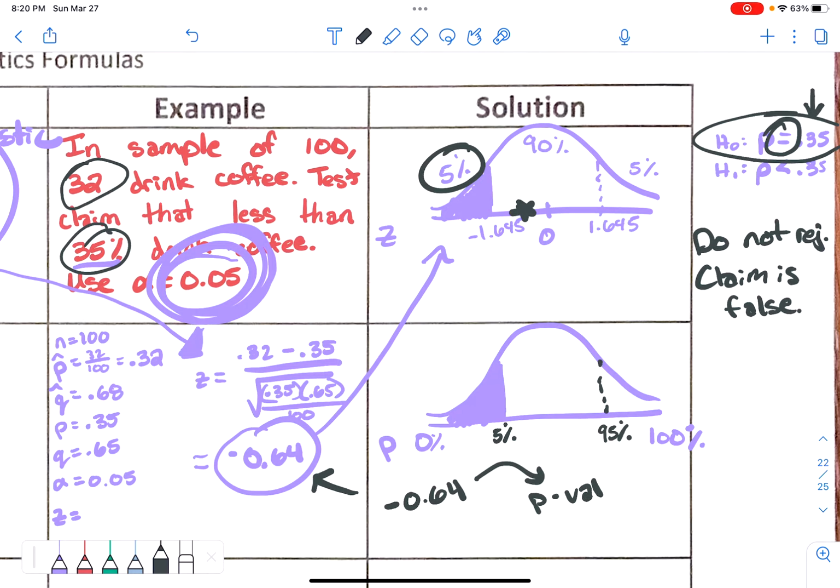I got to go get a chart. I'm so unprepared. Give me just a minute. Fast forward to the part where I actually have this.